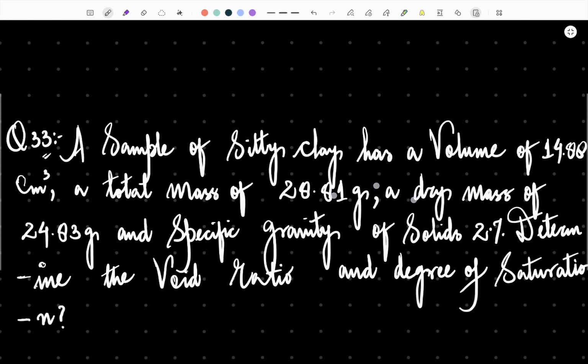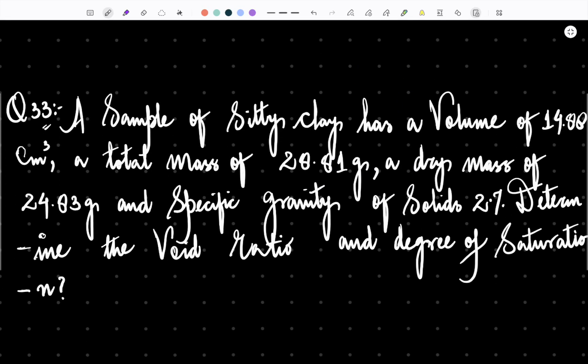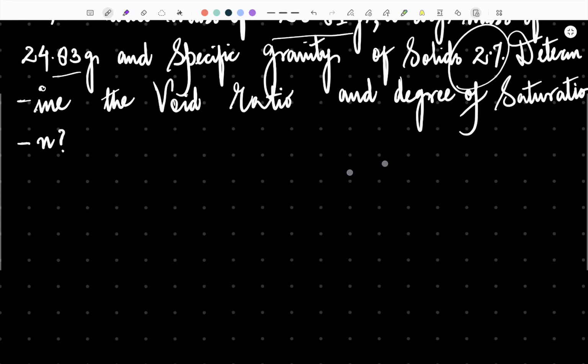Next question is: a sample of silty clay has a volume of this much and a mass of this much, a dry mass of this much, and a specific gravity of solids of 2.7. We have to determine the void ratio and degree of saturation. So let's solve this question.